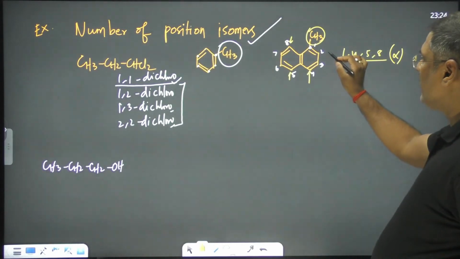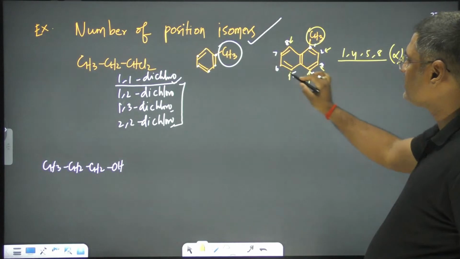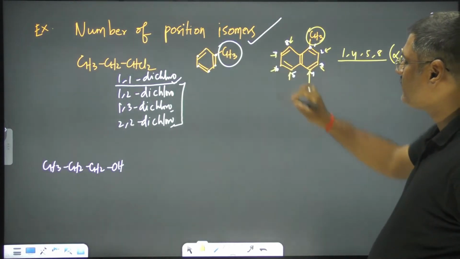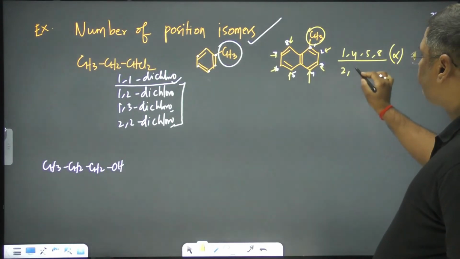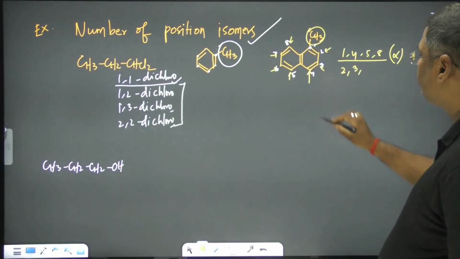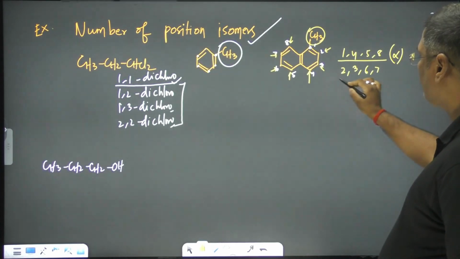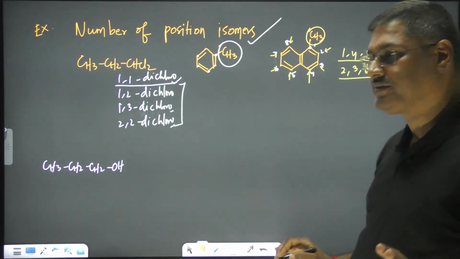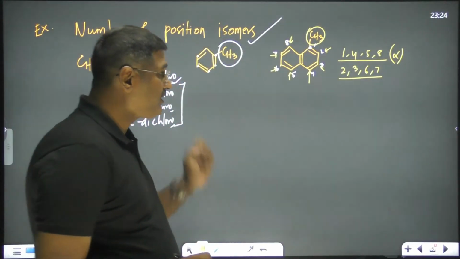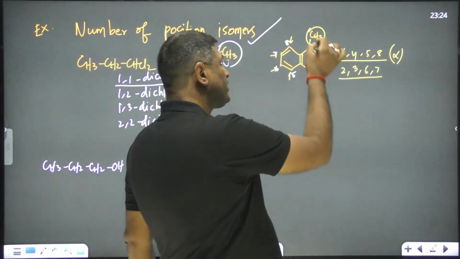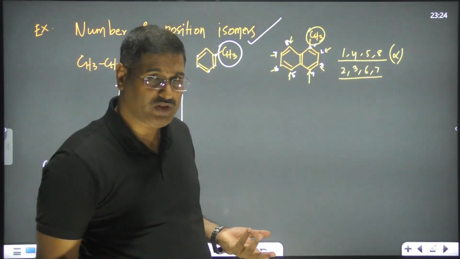And if that substituent is there on the second place, third place, sixth place, or seventh place, so 2, 3, 6, and 7, all these are equivalent sites. In that case, whether you keep this substituent on the second place, certainly you will say 2-methyl.